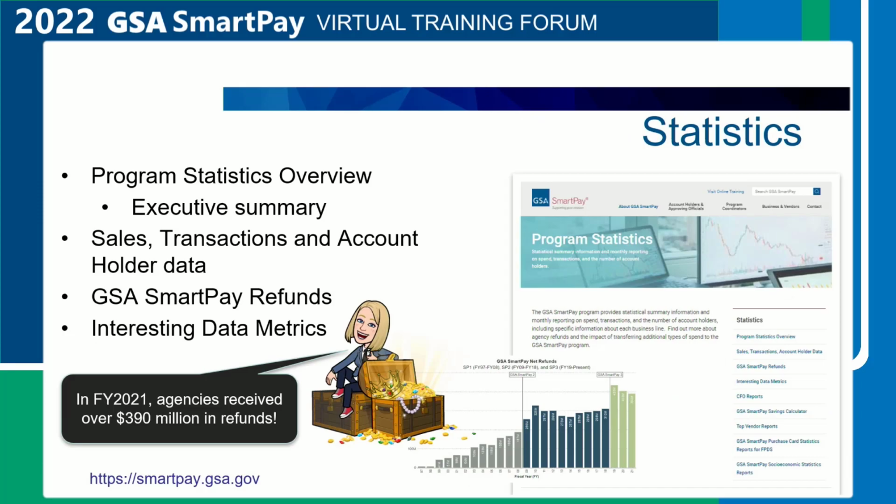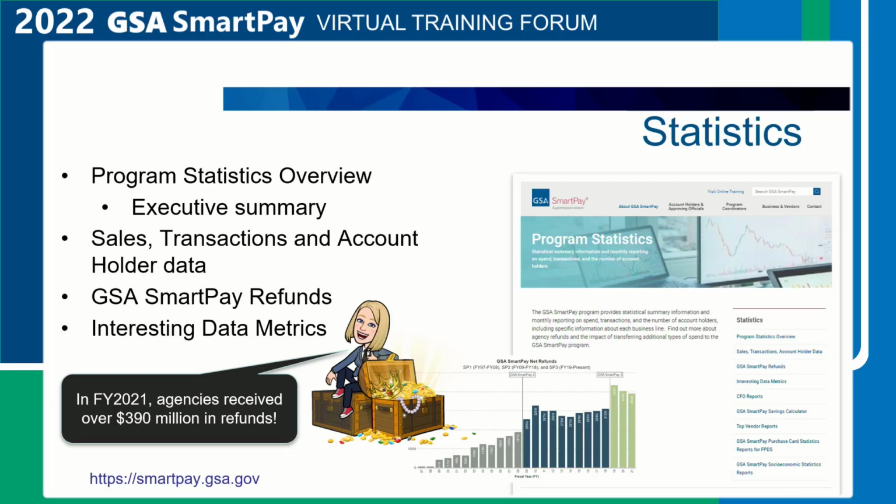There is an entire section on the website dedicated to program statistics, which contains interactive graphs and information. The program statistics overview and executive summary is updated annually and contains information such as the total spend, total refunds, and top agency spend within the program.